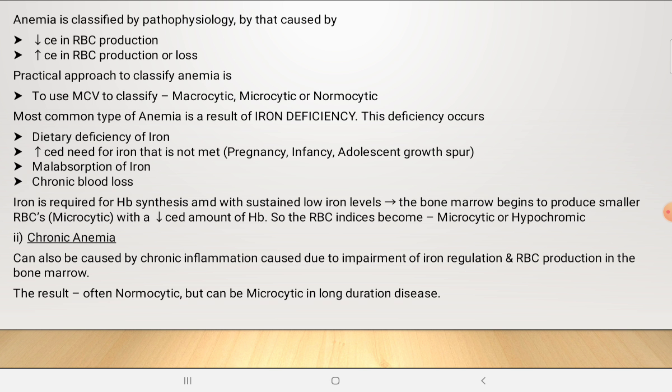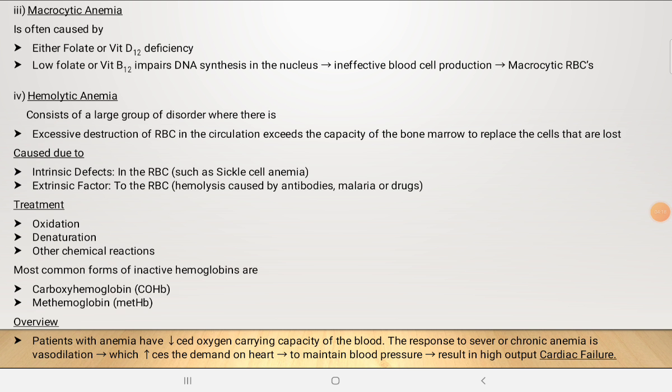Now, chronic anemia can also be caused by chronic inflammation, due to impairment of iron regulation and RBC production in the bone marrow. The result is often normocytic but can be microcytic in a long duration of disease. Macrocytic anemia is often caused by either folate or vitamin B12 deficiency. Low folate or vitamin B12 impairs DNA synthesis in the nucleus, causing ineffective blood cell production and macrocytic RBCs.